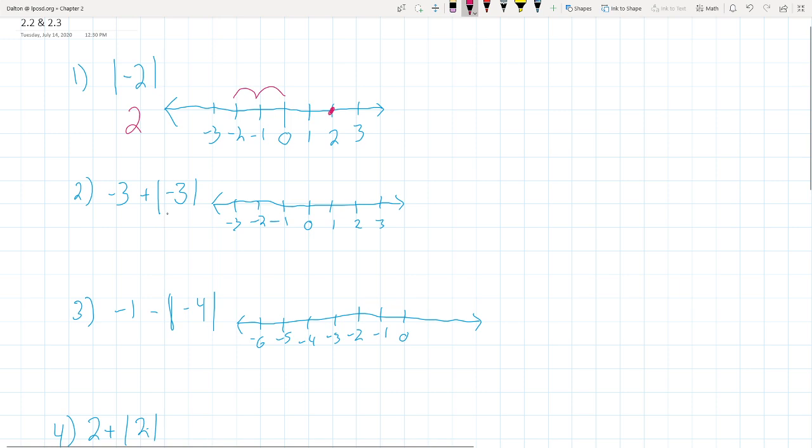Let's go to number 2. Number 2 is negative 3 plus the absolute value of negative 3. Again, this absolute value of negative 3 is asking us how far away from 0 is negative 3. So I go 1, 2, 3. The absolute value of negative 3 is 3. So it's negative 3 plus 3. Negative 3 plus 3 is 0.